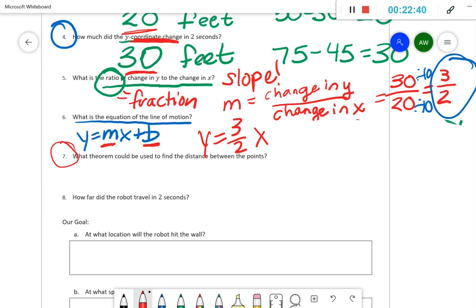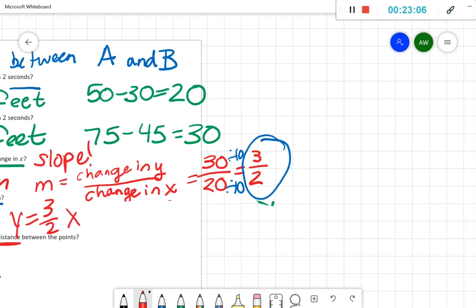So number 7 is taking us in a little bit of a different direction. This is asking us more about distance. So what is the distance between the points? How far are we traveling? Right? Number 7 is asking us what theorem we can use, and number 8 is asking us how far. So let's talk about number 7 first, and I'm initially going to start by looking at my graph.